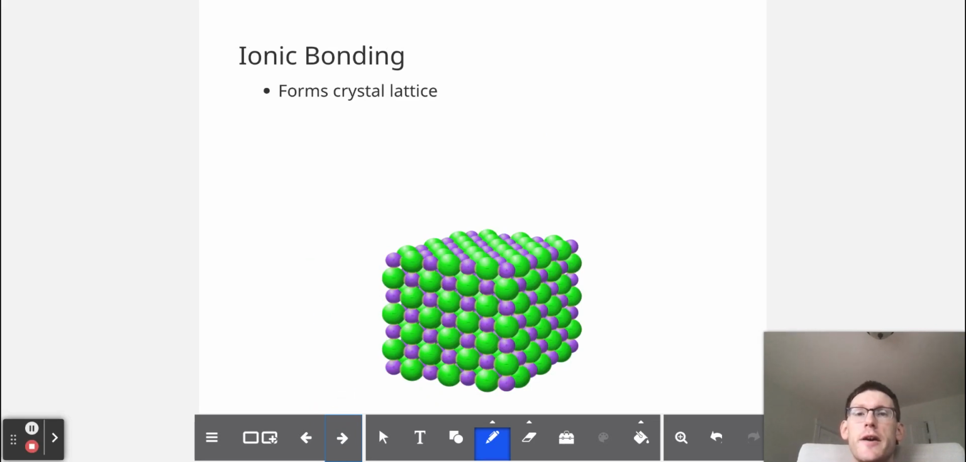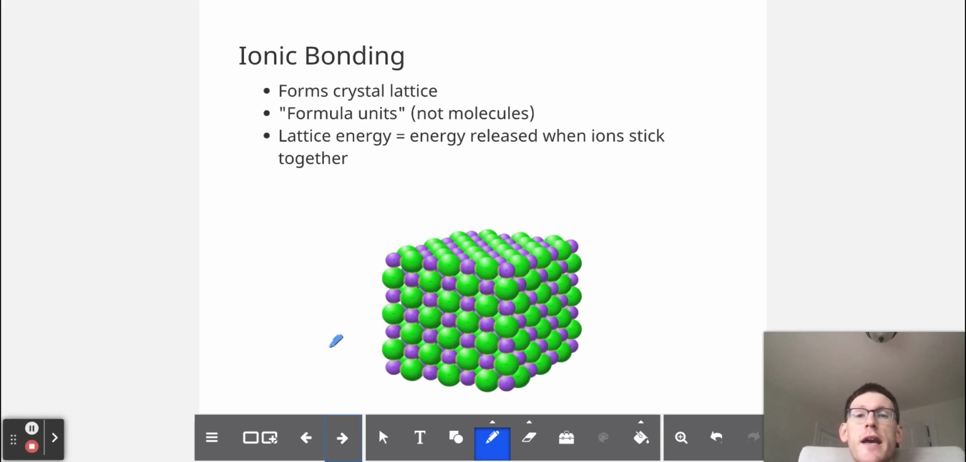Now to focus on ionic bonding. All ionic compounds will form a crystal lattice structure. The crystal lattice is essentially one large crystal, so we can't really talk about discrete molecules, so instead we refer to formula units when we discuss ionic bonding.